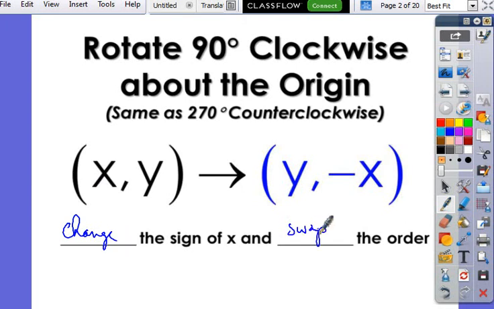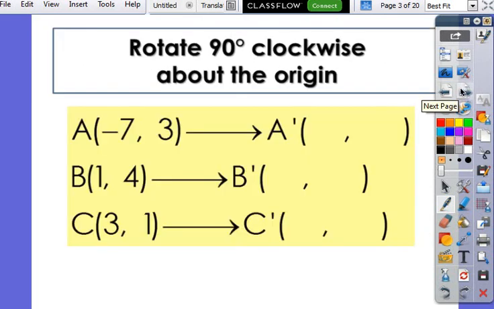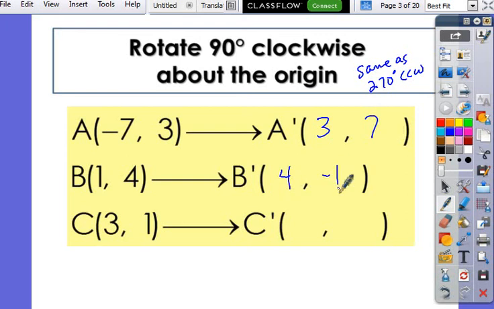All right, so if I wanted to look at 90 degrees clockwise, remember, it's the same as 270 counterclockwise. Those are the same thing. So if I want to do 90 clockwise, you have to change the sign of the x and swap the order. So this is going to be positive 7, 3, and move it to the back, and then move y to the front. 7, 4, negative 1, negative 4, negative 1, negative 3. Change the sign of the x and swap the order.